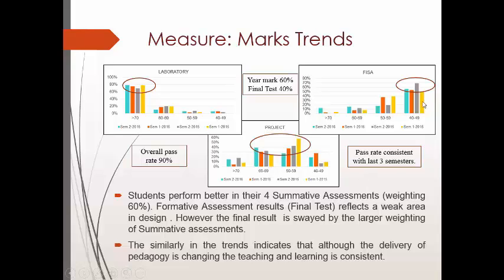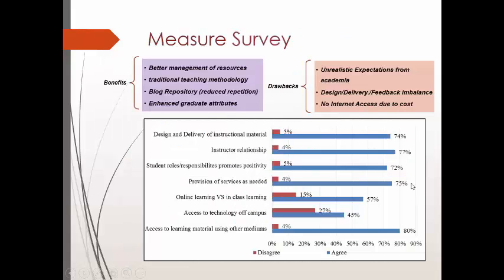The FISA is typical. They really just don't do well in the formative assessment simply because there are always weak areas of design. Because there's a greater weighting on the summative assessment, ultimately it will be in their favor and they will pass. But their final pass marks are not very high, quite frankly. But they seem to be doing okay there.